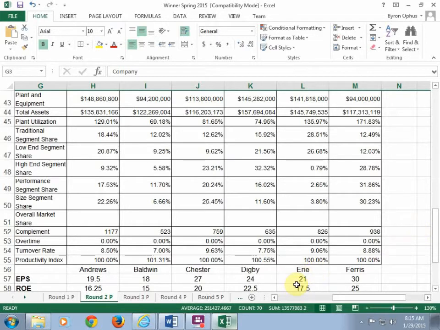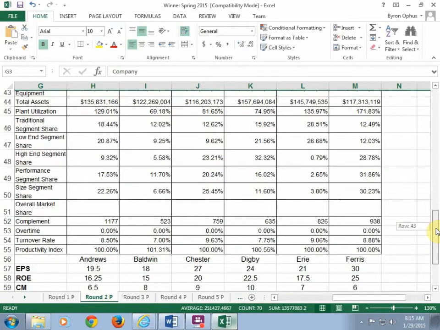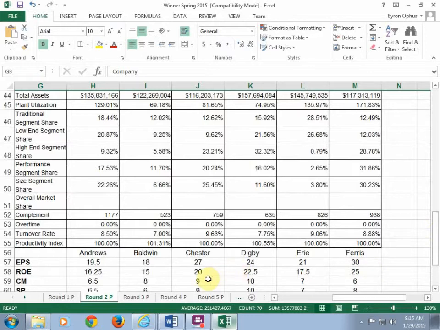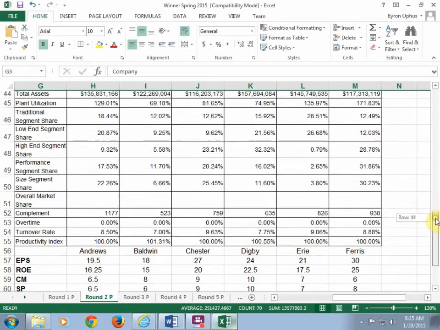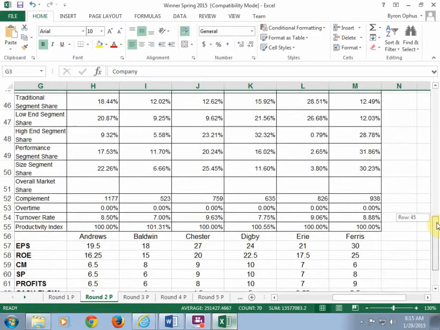By the way, Team Erie, which is a computer team, has not fared so well, so that's good to see. Contribution margin, ooh, Team Digby again, followed closely by Team Chester. Team Ferris really took a hit there, and Team Erie not so good. Stock price, kind of the same thing, Digby and Chester, 10 and 9. So right now it's looking like Team Digby might have a little bit of a lead. And then profits, Team Digby. So they expanded their lead a little bit here. Team Chester still not too far behind.